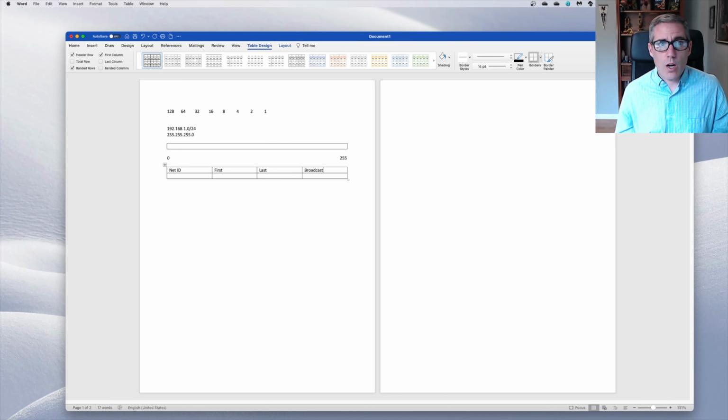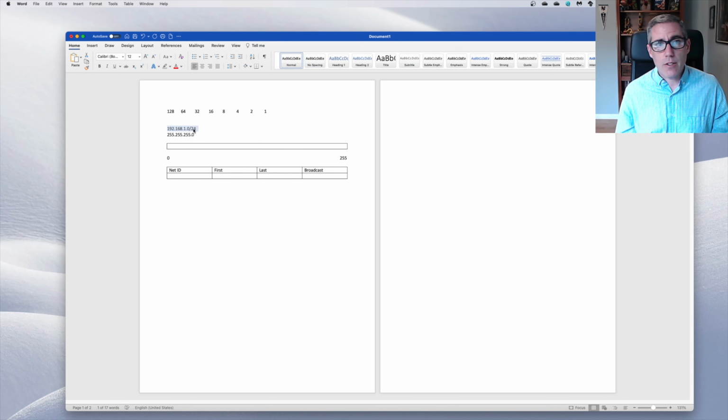So our first thing is our network ID. We already know our network ID. We haven't subnetted yet, so it's easy to say, here's our network ID. I'm just going to paste it into here. Now, first and last, I'm going to come back to those because I frequently find it's easier to get the network ID, broadcast ID, and then fill in the first and the last.